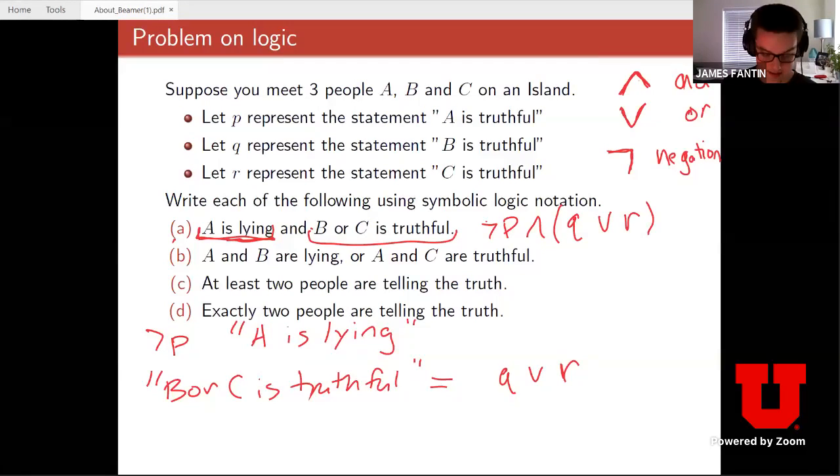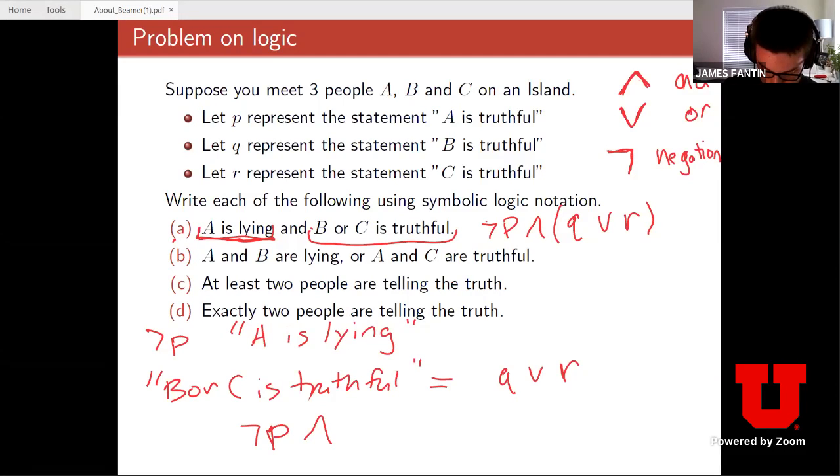And then if we want to take the whole statement, A is lying and B or C is truthful, then we've got not P for A is lying, we need an and, then B or C is truthful, Q or R. Now the only a little bit tricky part here is to figure out the parentheses. So we have this grouping, and this is just the way that we speak our sentences a little bit differently than how we might write them. We've got A is lying and B or C. So this or groups B or C together, so we want our parentheses to group these two together. So we've got not P and Q or R. And then that would give us the A is lying and B or C is truthful.